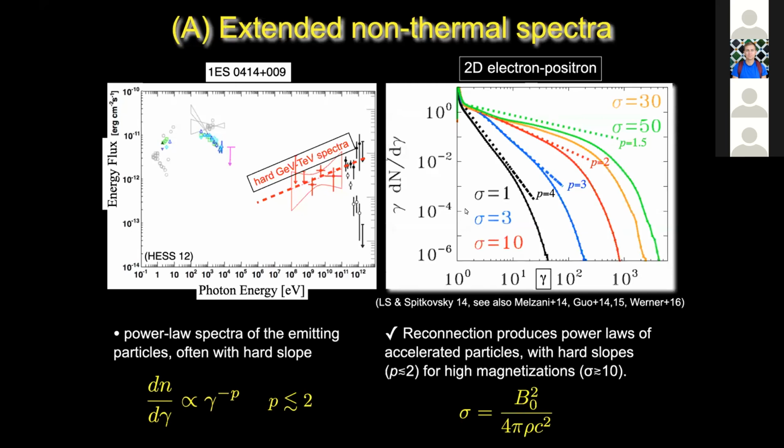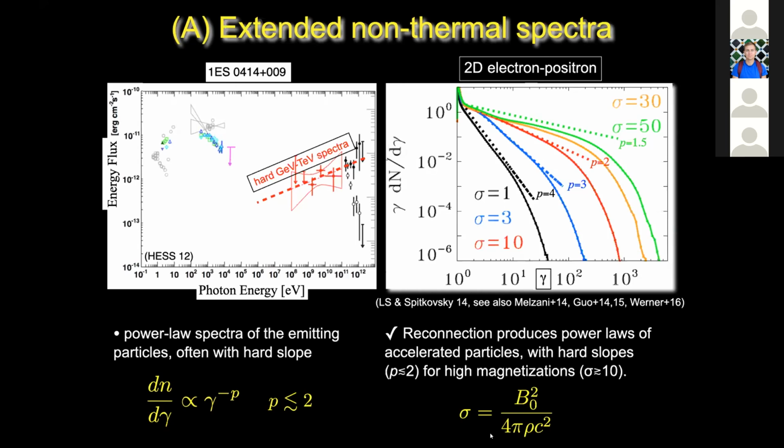The results here are for an electron-positron plasma, but now the same conclusion has been tested for electron-proton and electron-positron-proton plasma. So reconnection quite generically is able to produce non-thermal particles, power laws that have a hard slope less than 2 for high magnetizations. And again, let me remind you, magnetization is the ratio of the magnetic energy to the rest mass energy of the plasma. So a variety of power law slopes, hard slopes, for high magnetizations.